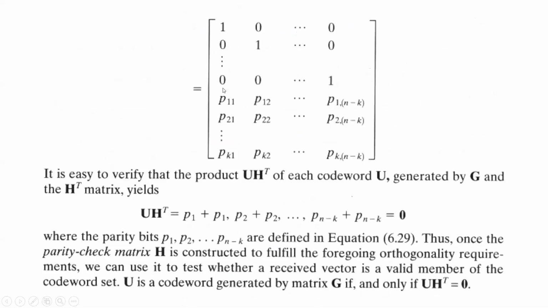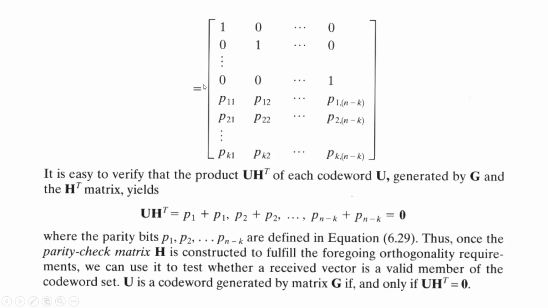So when you multiply the generating matrix with this, which is actually not H, this is H transpose, I will get a zero matrix. That is the condition put on the generating matrix and the parity check matrix, right? So it is easy to verify that.